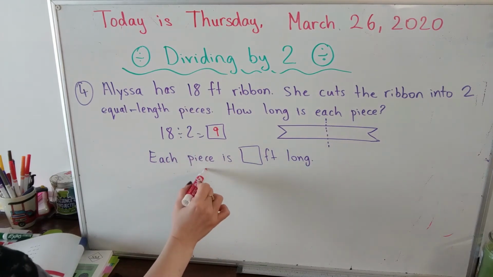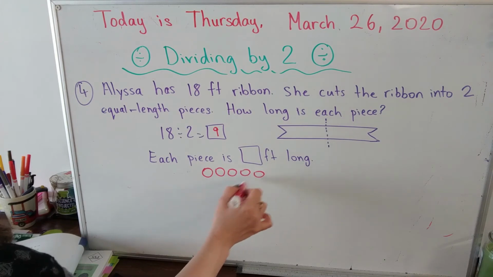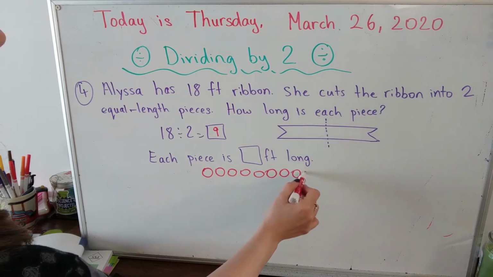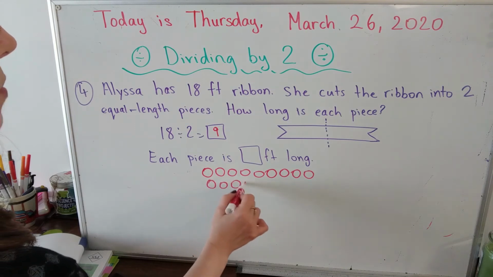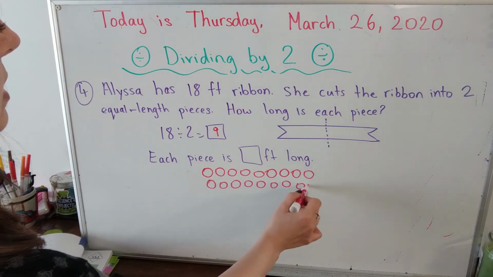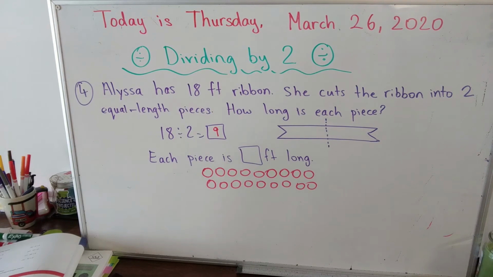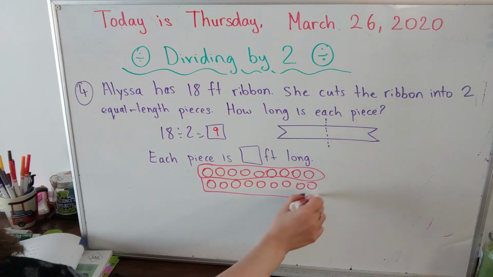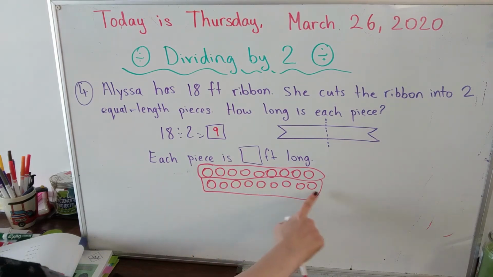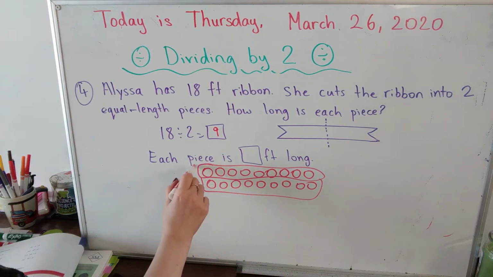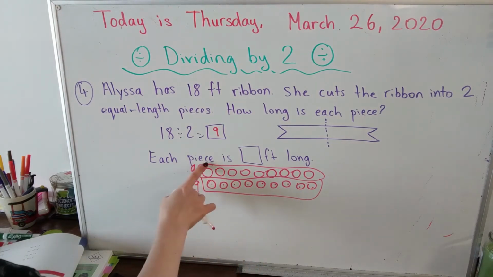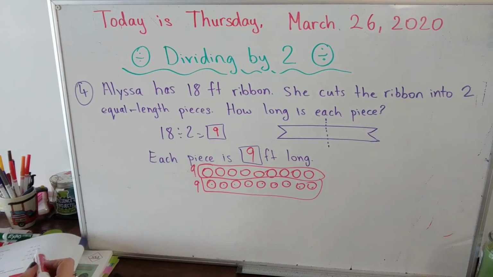If you wanted to use your drawing method, 1, 2, 3, up to 18. You can always draw it out to make sure that you are correct and then divide them into two equal groups. There's my two equal groups. And inside of each group, I have 9. 1, 2, 3, 4, 5, 6, 7, 8, 9. Each piece is 9 feet long.